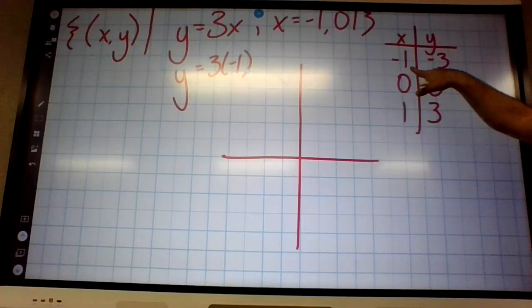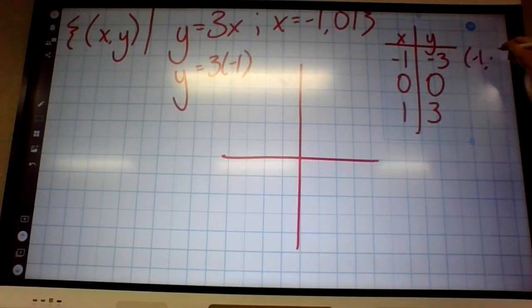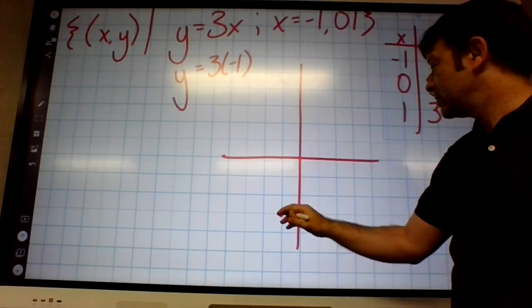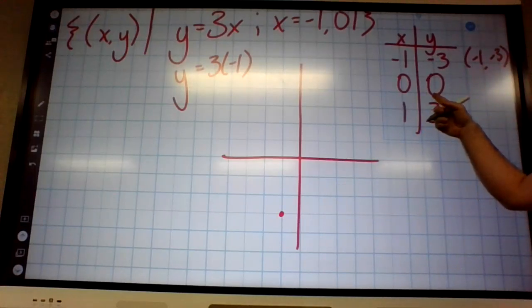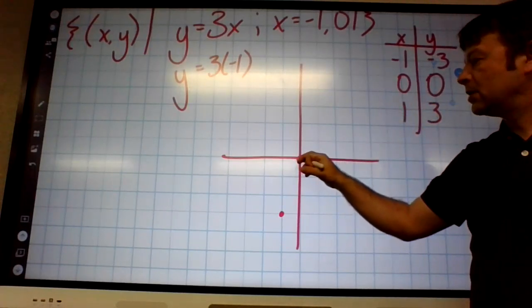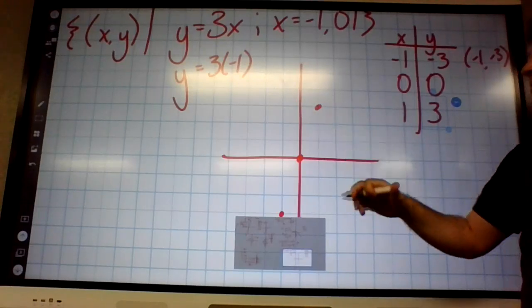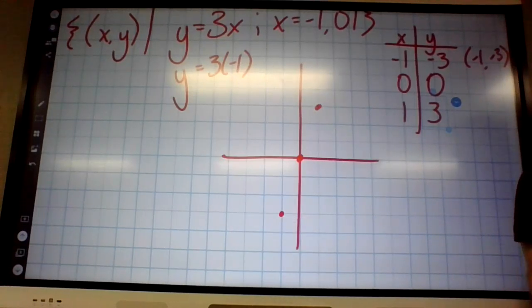So these are the points. This is -1, -3. These are the ordered pairs. 0, 0, and 1, 3. All right, that is a picture of the equation. Now, we are not supposed to connect the dots on this.